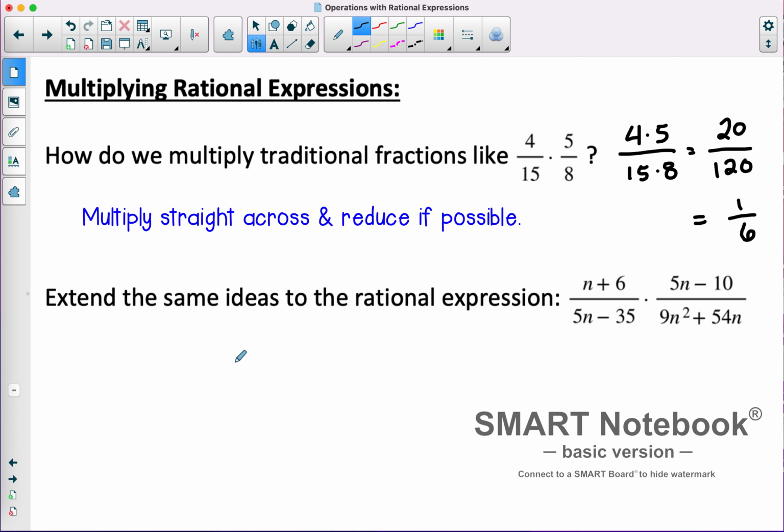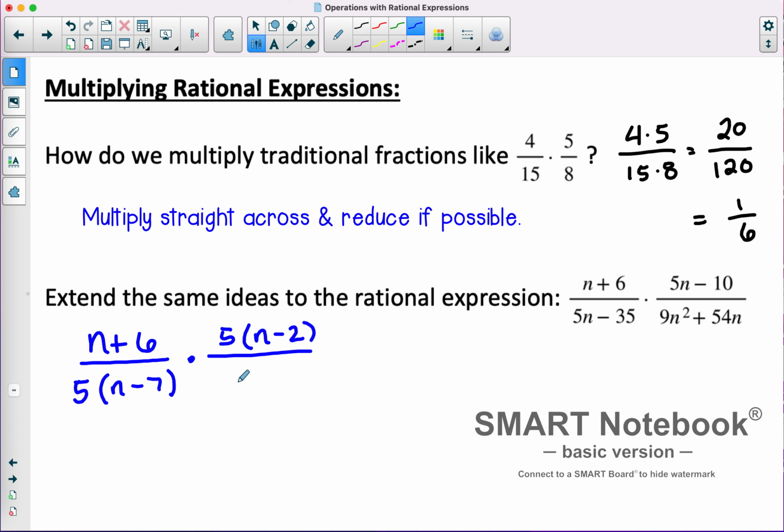All right, so we want to extend those same ideas. We first want to put these in factored form. So if it's not already in factored form, it's helpful to put it into factored form. That would make this n plus 6 over 5 times n minus 7, multiplied, so times, and then that numerator also factors into 5 times n minus 2, and the denominator has a GCF of 9, so that would be 9n actually, times n plus 6.